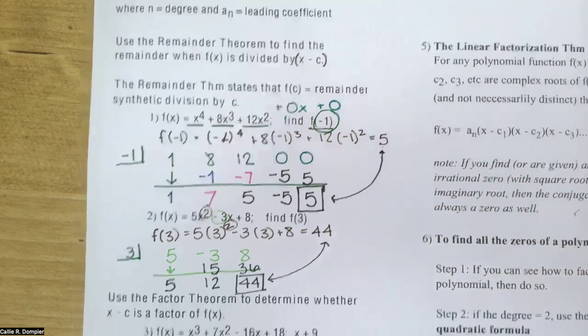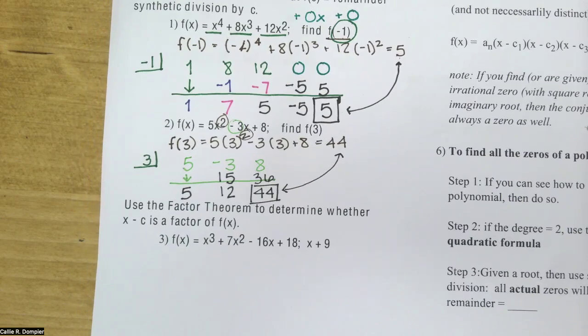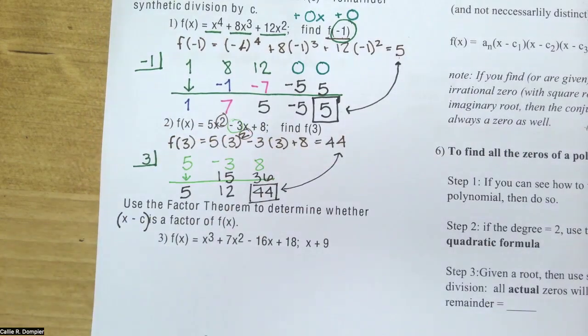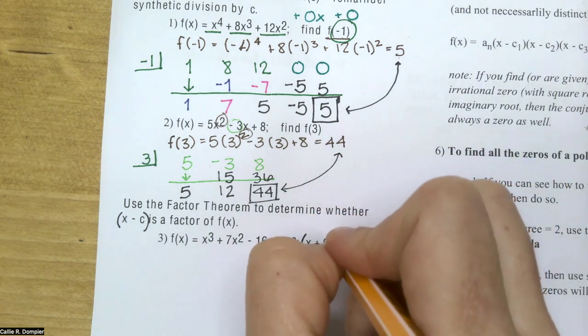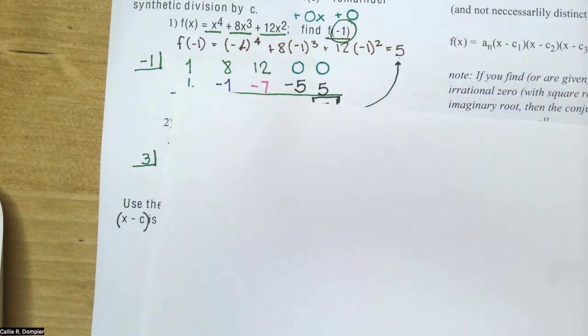Okay? Now, use the factor theorem to determine whether x minus c is a factor of f of x. Okay, x minus c is the factor but it's not the solution. I want you to think about, let's just think of an example, okay? To see the difference between what a factor is and what a solution is.